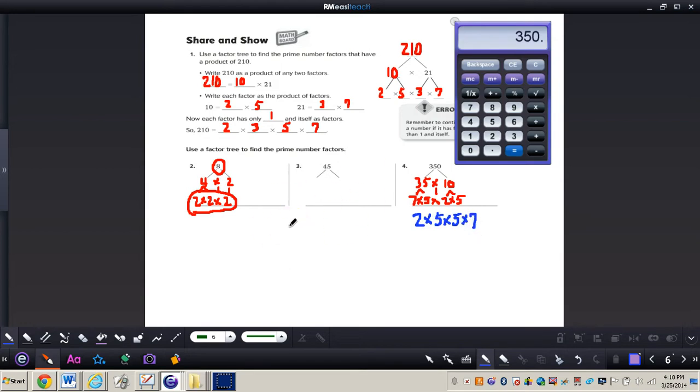Now what I want you to do is number 3 all by yourself. Try to find the prime number factors for 45. When you press play, I will have the answers for you. So pause the video now.